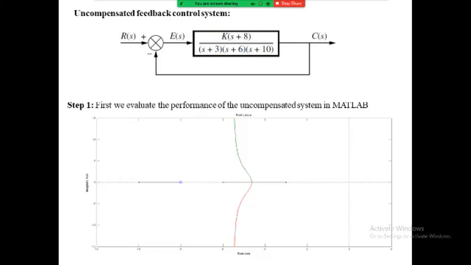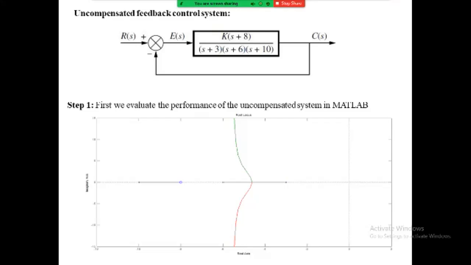So this PID controller design example is taken here, and that example belongs to an uncompensated feedback control system. The given system is to be designed with a PID controller so that the system can operate with a peak time that is two-thirds that of the uncompensated system, at 20% overshoot and with zero steady state error for the step input. See this diagram?